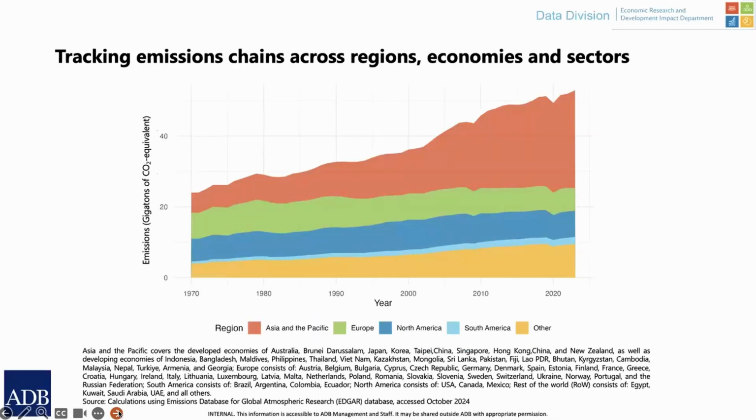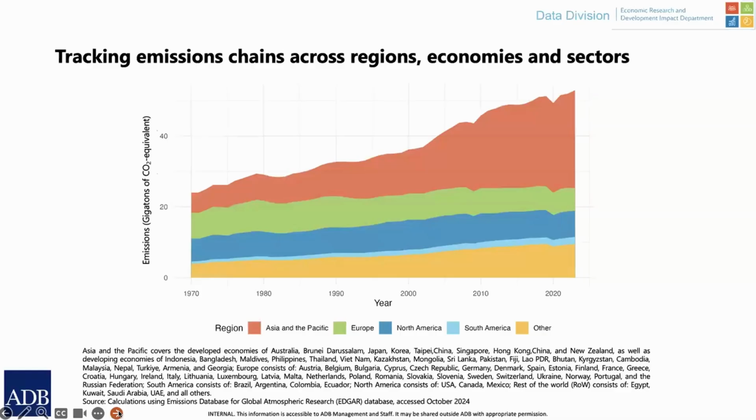Between 1970 and 2023, emissions have risen significantly across all regions of the world. And today, Asia and the Pacific contributes to nearly half of all global emissions. This is not a surprise, as the region is home to some of the largest and fastest growing economies and to 60% of the global population.